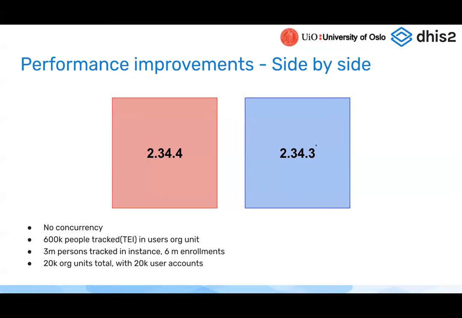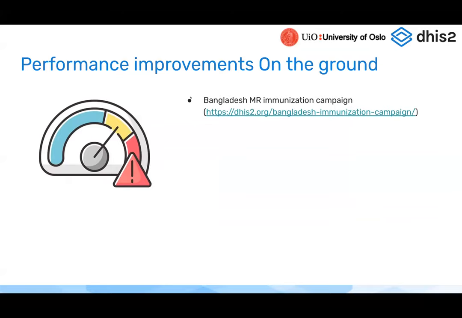Okay, so I will share my presentation again. Some numbers from the ground. We have been supporting and learning from some of the bigger immunization campaigns. In Bangladesh, there was a campaign done over 4 weeks in 400,000 sites with 34 million vaccinations.